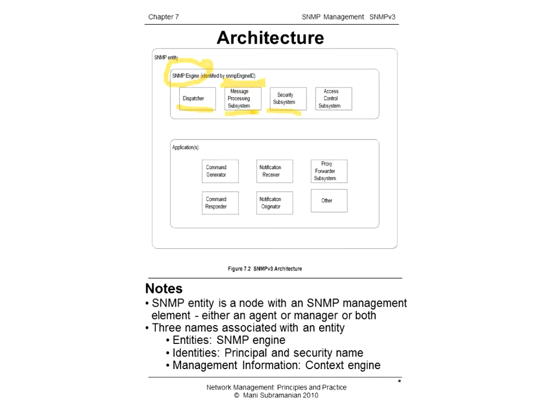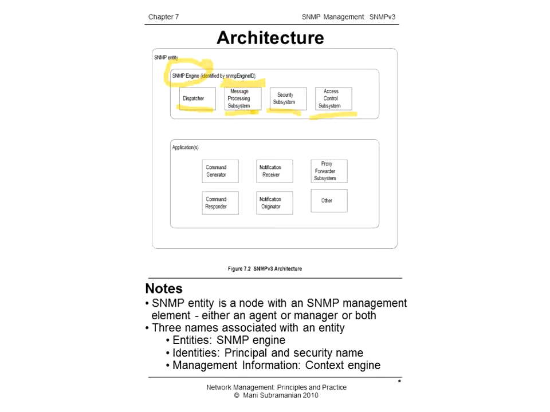Next, we have the security subsystem and the access control subsystem. The security subsystem provides security services at the message level in terms of authentication and privacy protection, and the access control subsystem provides access authorization service.